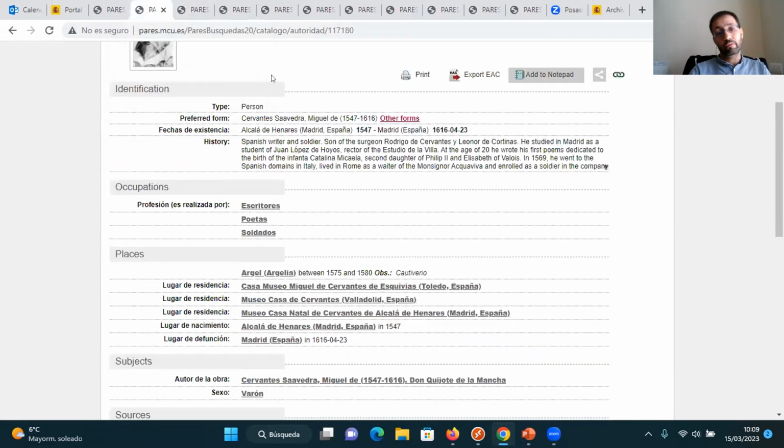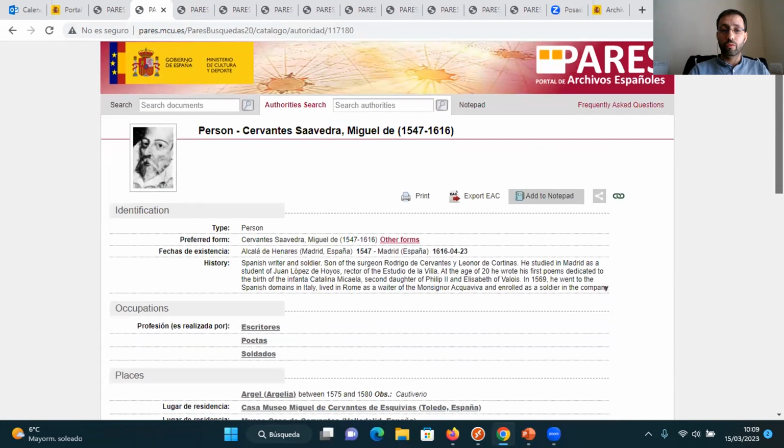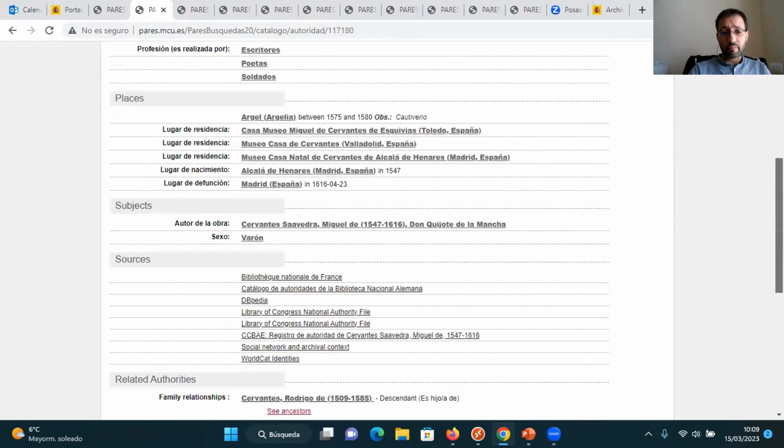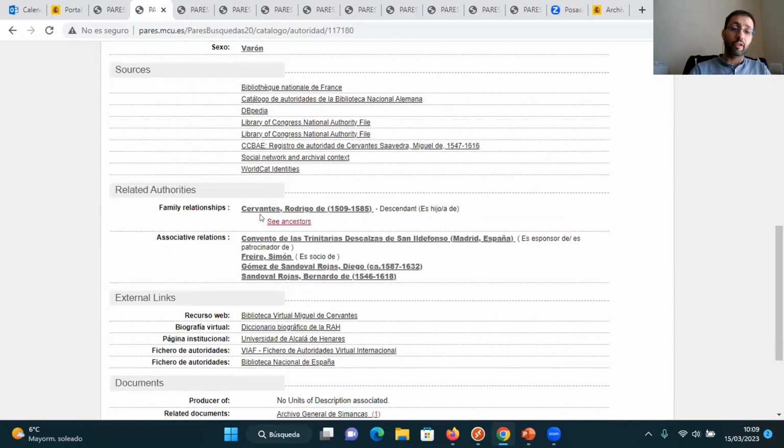So if we go to Miguel de Cervantes again, we can see that he is also related to other people, and we can specify this relation as a family relationship. For example, Rodrigo de Cervantes is his son. And with this information we can build different visualizations of this data. For example, we are working on generating genealogical trees with these relationships.